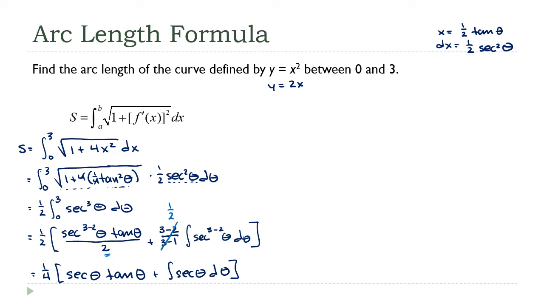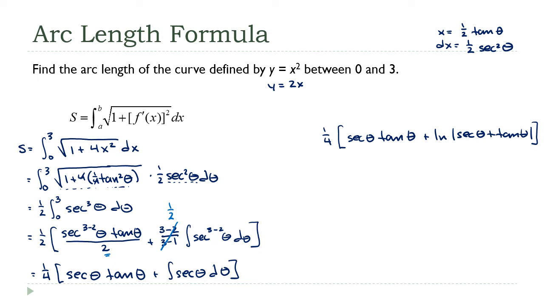Now what? I know what the integral of secant theta is. We worked that one out previously. So this is going to be 1/4 secant theta tangent theta plus the natural log of the absolute value of the secant of theta plus tangent of theta.